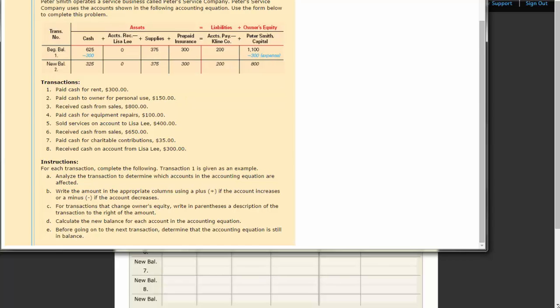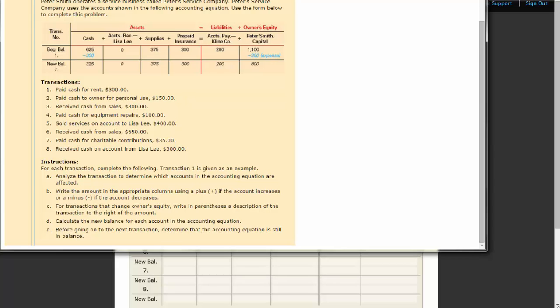Instructions. For each transaction, complete the following. One is given for you. Analyze the transaction, determine which accounts in the accounting equation are affected. Remember, double entry accounting, we're always going to be affecting 2 accounts. What 2 accounts are there? That's your first question when you read a transaction. Figure that out. Your second thing, write the amount in the appropriate column using a plus, or a minus if the account decreases. Okay?